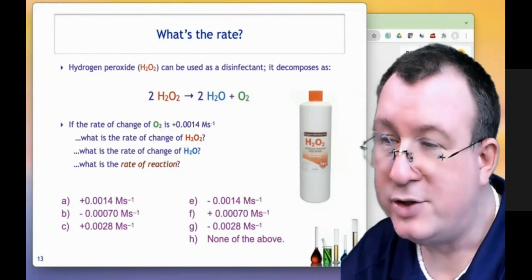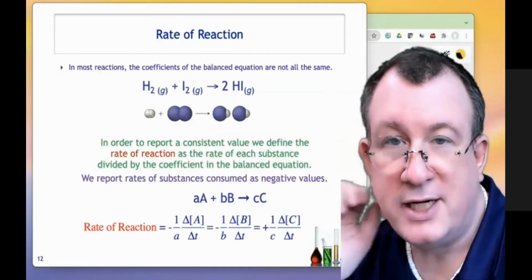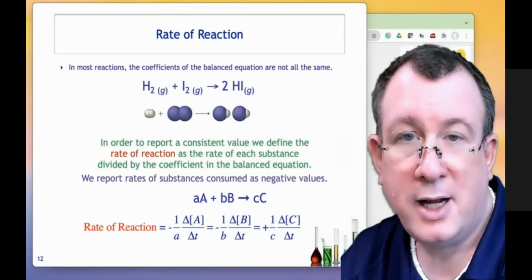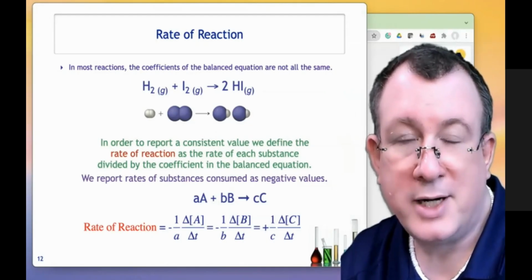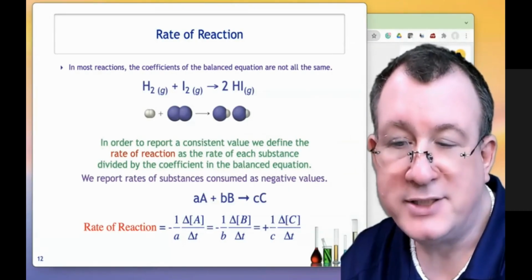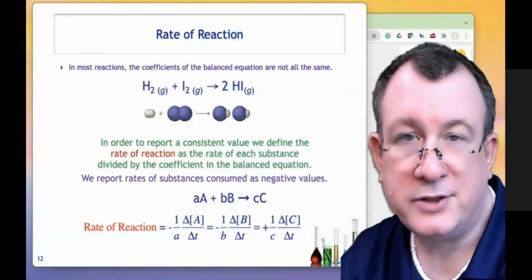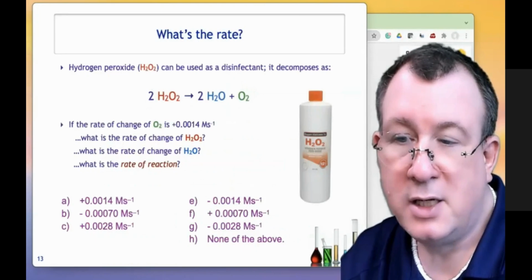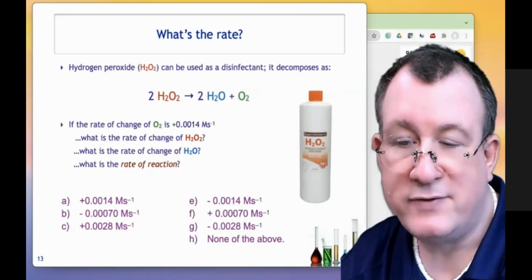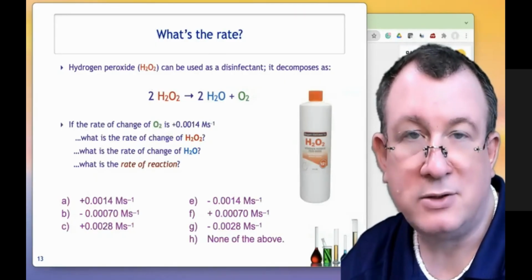So the trick with this is, if we want the rate of reaction, all we have to do is take the rate of any one of those, the peroxide, the water, or the oxygen, and divide it by the coefficient. Any one of those will give us the rate of reaction. We just have to divide it by the coefficient, remembering that reactants have a negative coefficient and products have a positive coefficient. So, for example, I could take the peroxide, which you told me is negative 0.028, and divide it by a negative 2, and I would get positive 0.014.